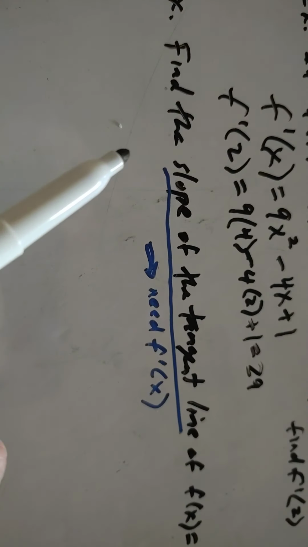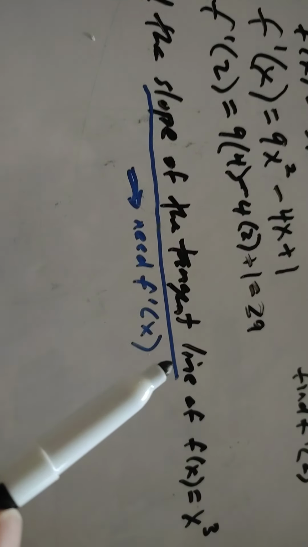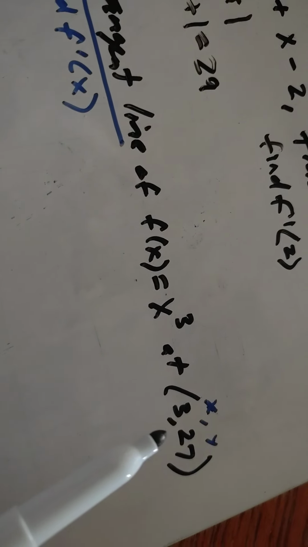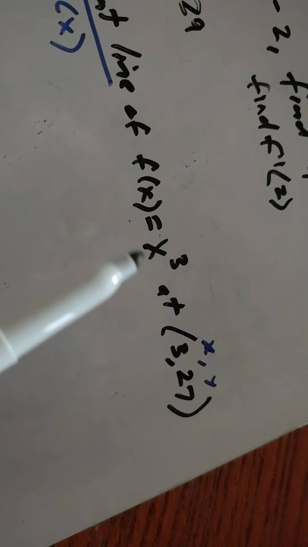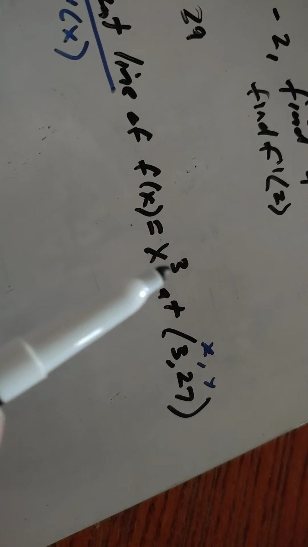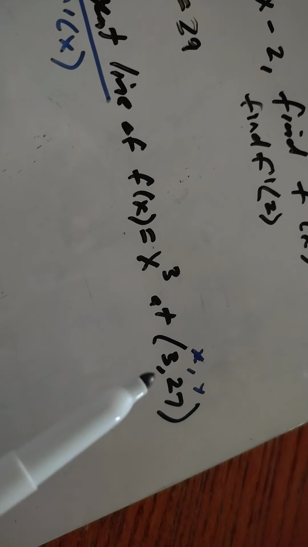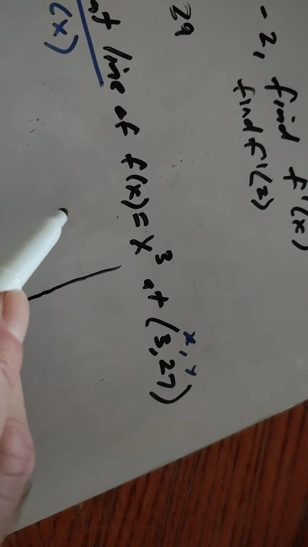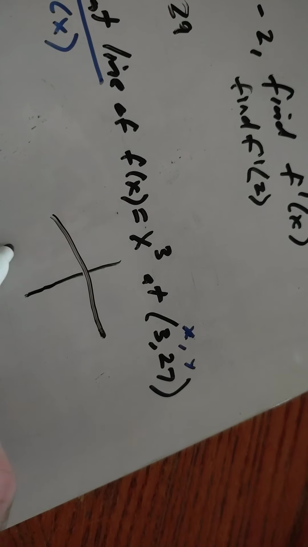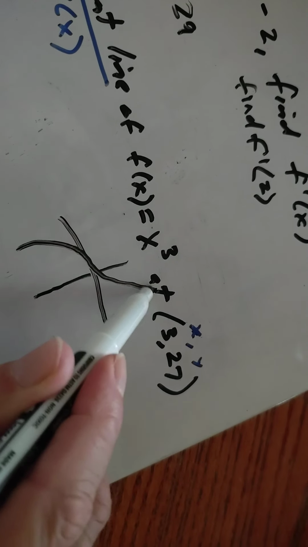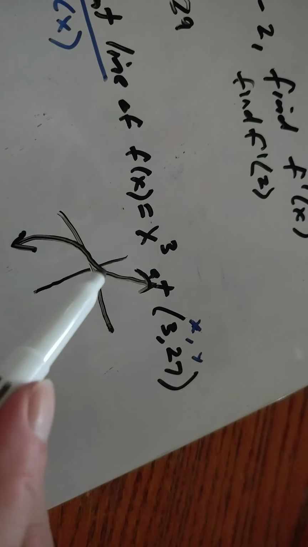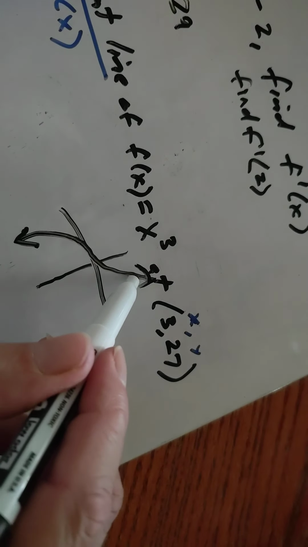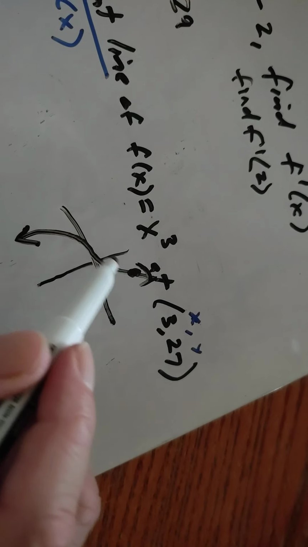Okay, and now here's our last problem. Find the slope of the tangent line for this function, f of x equals x cubed, at the point 3 comma 27. Notice when x is 3, f of 3 is 27. 3 cubed is 27. So this point is on the graph of this function. Here's a real quick sketch of this graph. So there's the graph of y equals x cubed. When x is 3, well, we'll say x is 3 over here. When x is 3, y is 27.